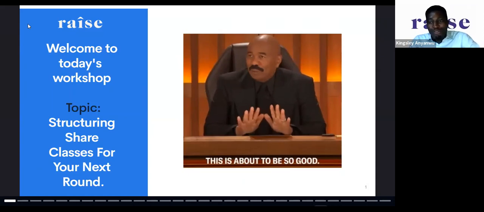The topic before us today is quite an interesting one: structuring share classes for the next fundraising round.